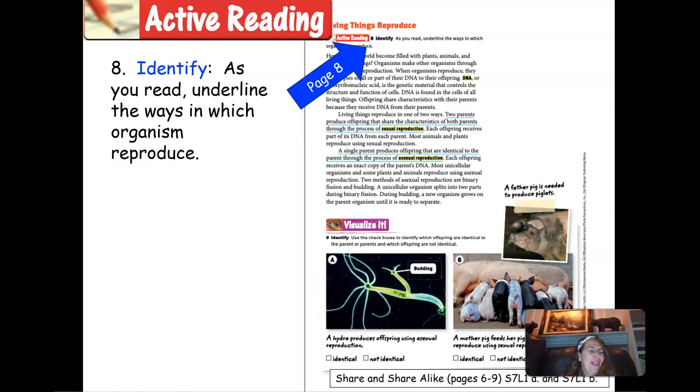Now we're on to number 8, and this is actually part of the next section, so I'm going to stop here.